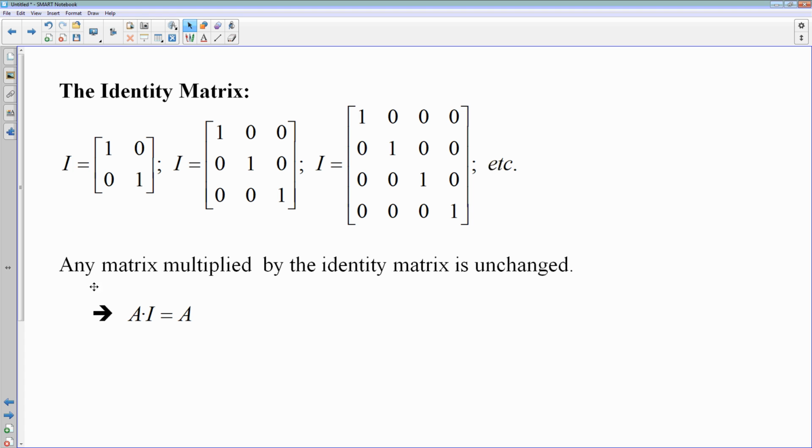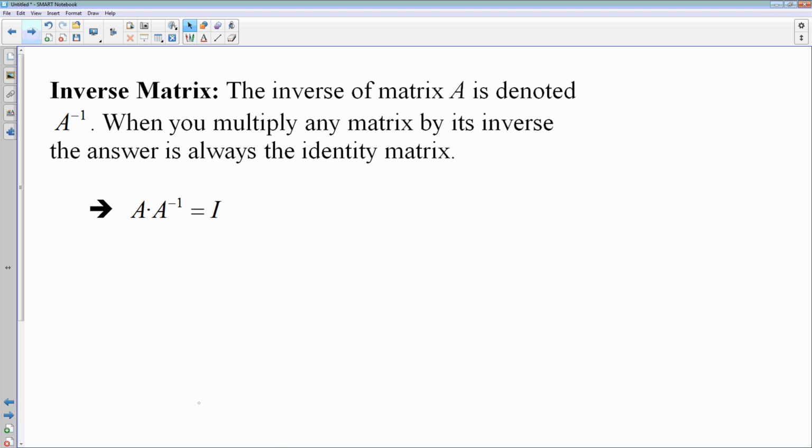It's called the identity matrix because if you multiply any matrix by the identity matrix, then the original matrix maintains its identity. It doesn't change. So matrix A times the identity would still be matrix A. So that's what the identity matrix is.